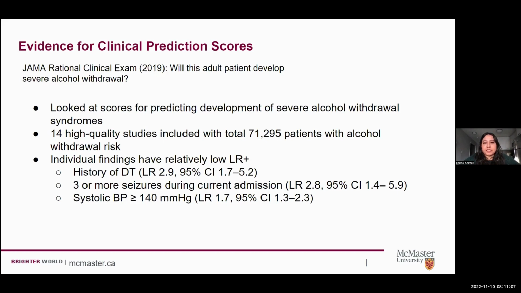For this, they defined severe alcohol withdrawal syndrome as significant psychological or autonomic symptoms, presence of seizures, or presence of delirium tremens. There were very few individual findings that on their own had a positive likelihood ratio, and even those were relatively low.